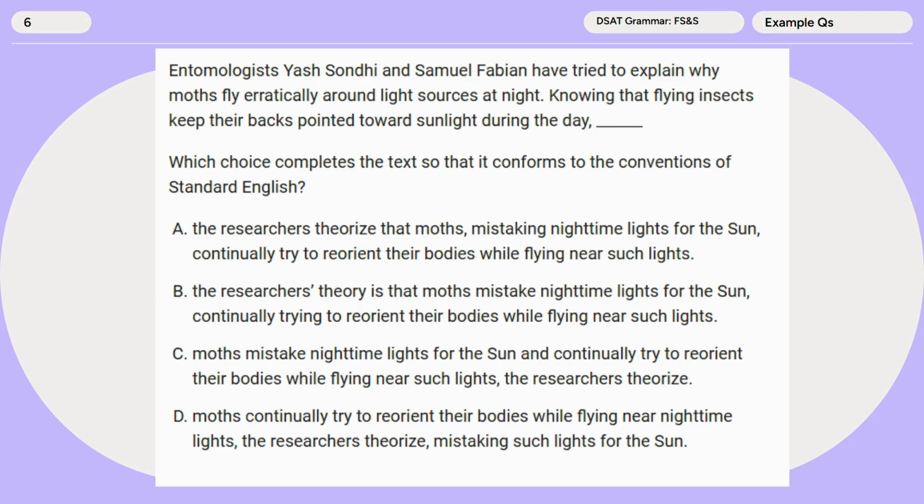So now let's plug A in as a whole. Knowing that flying insects keep their backs pointed toward sunlight during the day, the researchers theorized that the moths, mistaking nighttime lights for the sun, continually try to reorient their bodies while flying near such lights. A makes complete grammatical sense as a part and as a whole, and is the only one that makes sense because the SAT is an objective test. Thus, the answer is A.